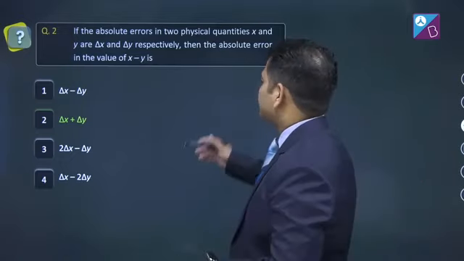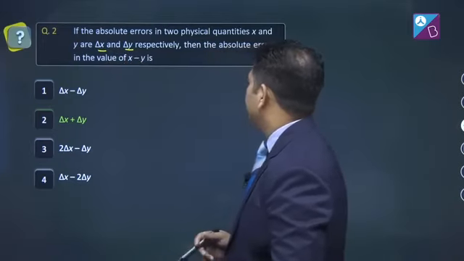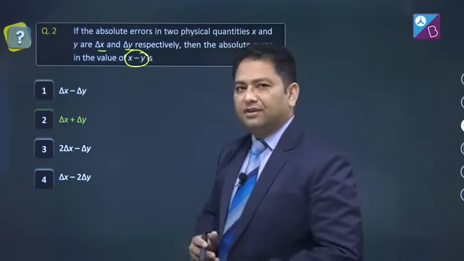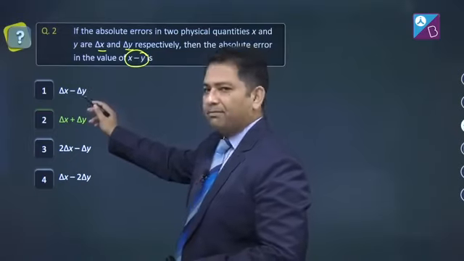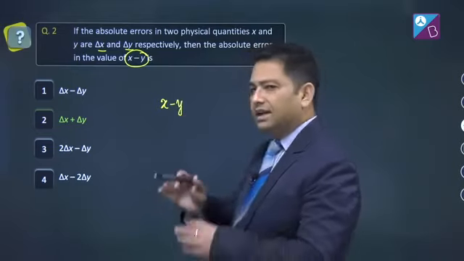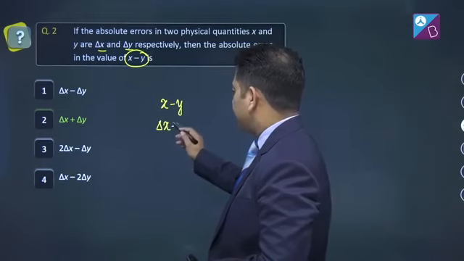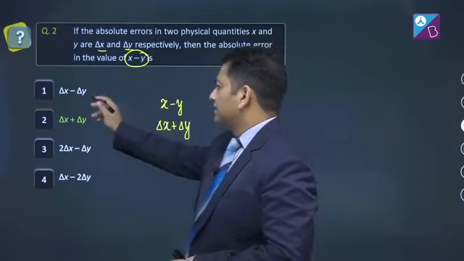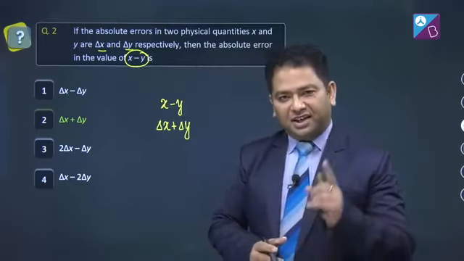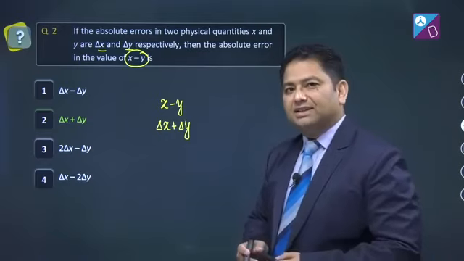What does the question say? The absolute errors in two physical quantities x and y are delta x and delta y. We have to calculate the absolute error in subtraction. Be careful, there is one trap here. Pay attention: the quantity is subtracted, but the absolute error in it is still added. As I said, this could be a trap. If you had a misconception about this, ensure that you correct it. So see, the correct option is option number 2, delta x plus delta y.